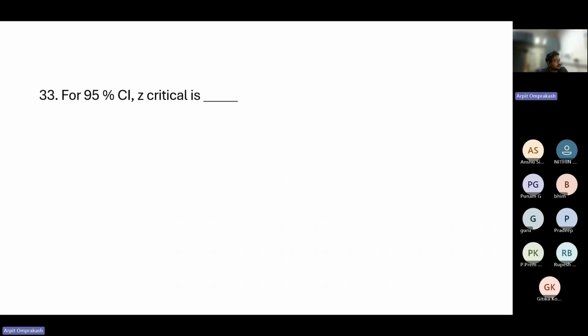For 95% confidence interval, the Z critical value is dash. Yes, so the answer here is 1.96. Right. For 98%, it's 2.33. For 99%, it's 2.58.